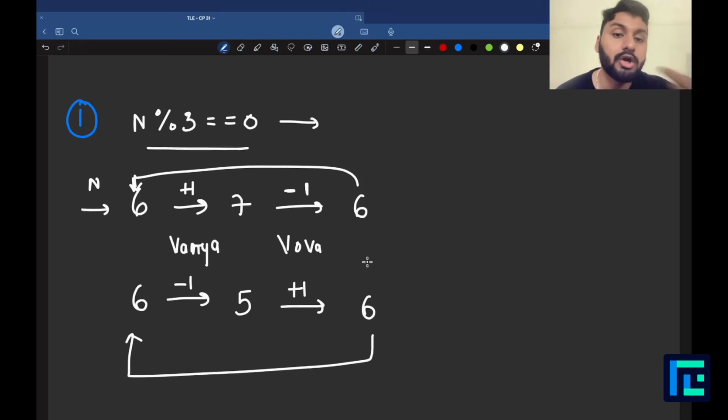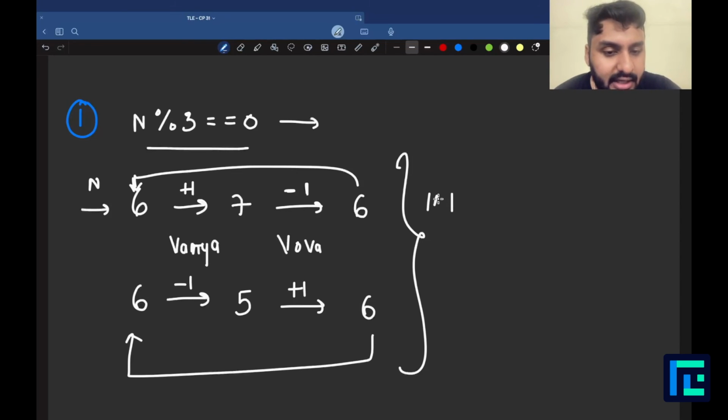Why would Vova want to counteract? Because Vova wants to win. So if Vova wants to win, I know that Vova, being the optimal player, will counteract anything that Vanya does. And this process is going to go on and on, and it's going to stop when you actually exhaust 10 turns.